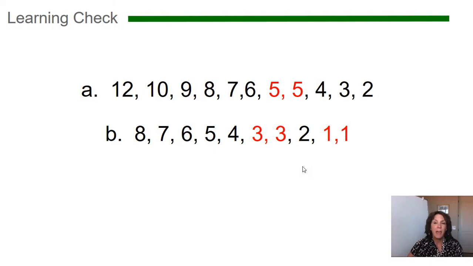All right, for A it was 5. We had number 5, so that is the mode. And for B, we actually have a bimodal distribution. We have 2 3s and 2 1s. All right. In the next video, we're going to talk more about how the shape of the distribution impacts whether we use the mean, the median, or the mode.